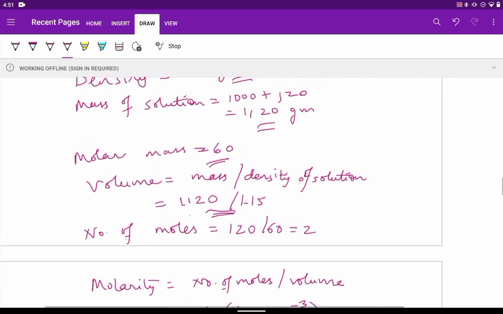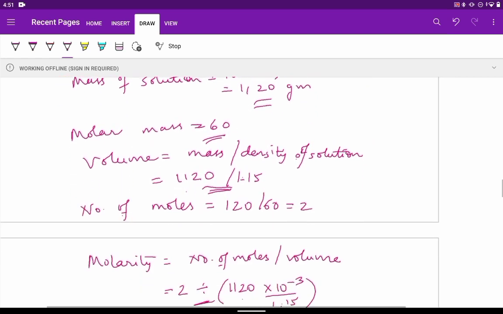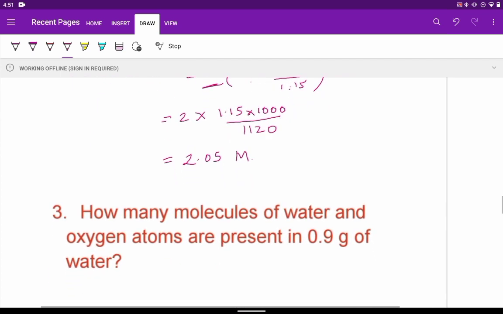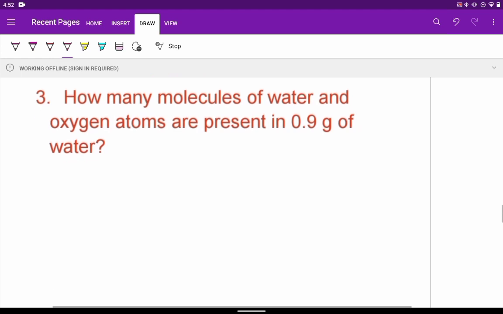So what are we calculating? Molarity. They have asked to find molarity. So we got 2.05 molars. Now the next question is, how many molecules of water and oxygen atoms are present in 0.9 gram of water? So total 0.9 gram of water. We have to find out the number of molecules of water and the number of oxygen atoms which are present in 0.9 gram of water. Now we know that gram molecular mass of water is 18.